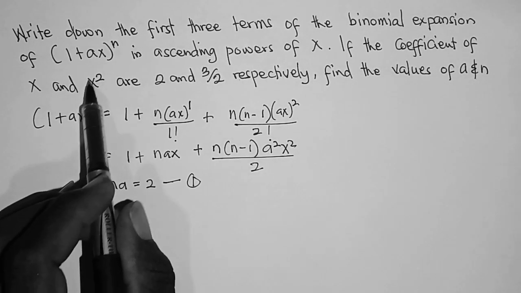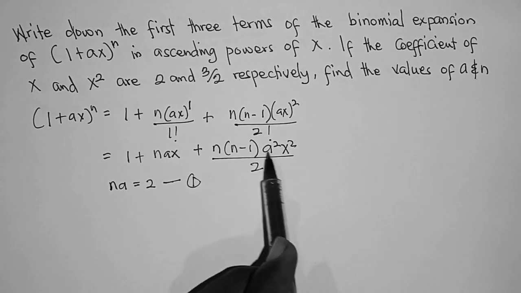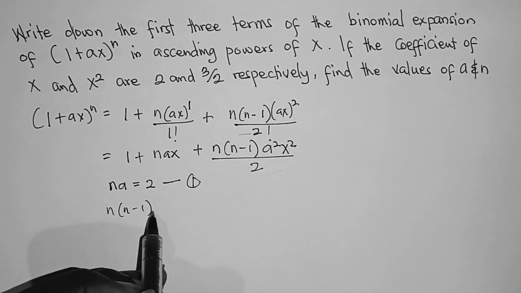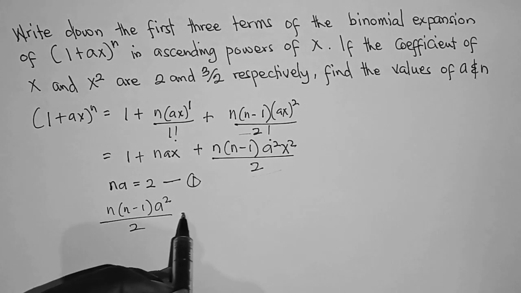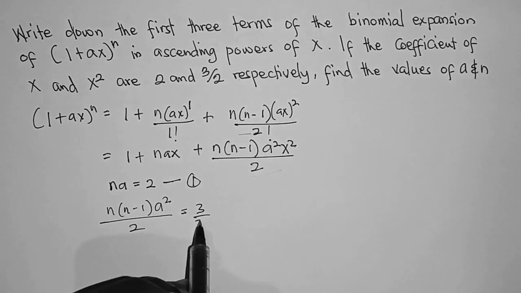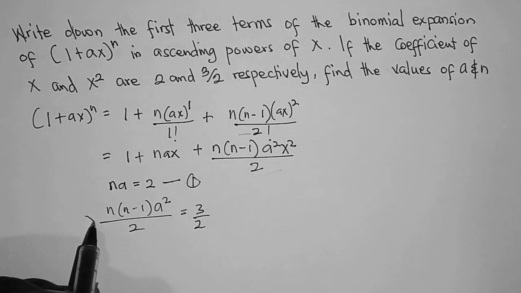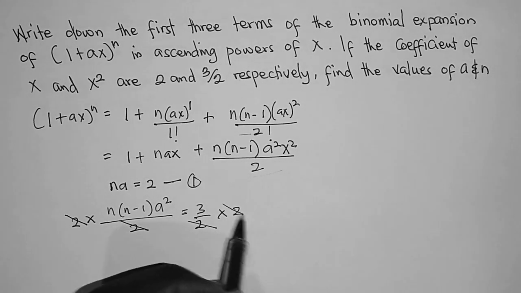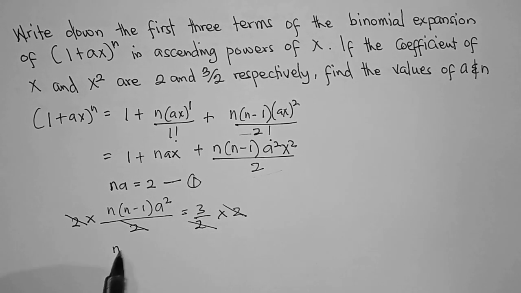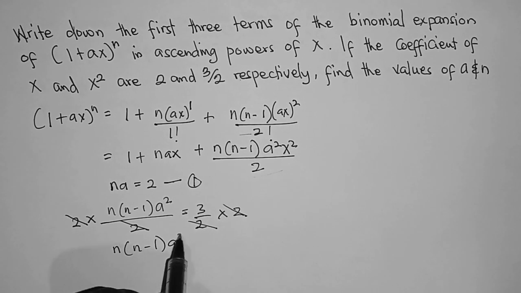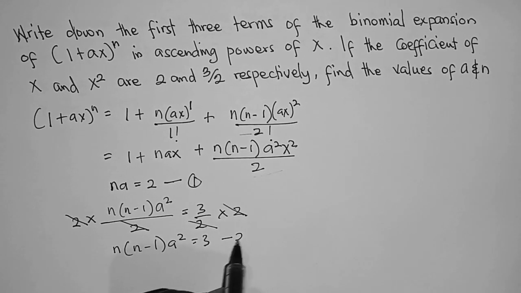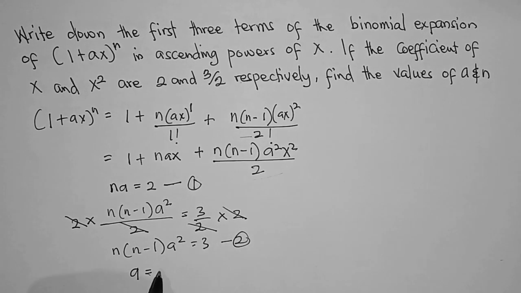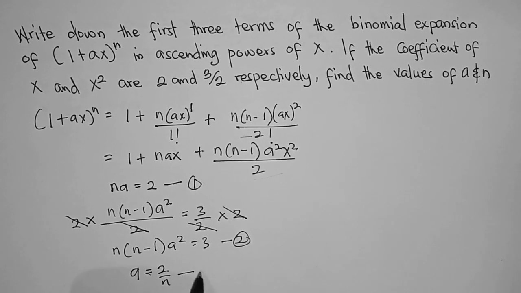And then the coefficient of x squared is 3 over 2. So this is the coefficient of x squared, which is n times n minus 1 times a squared divided by 2, and it is equal to 3 divided by 2. So if we multiply through by 2, the 2 cancels on both sides. So at the end of the day, n times n minus 1 times a squared is equal to 3. So this becomes our equation 2. So from equation 1, we can make a the subject. a is equal to 2 over n, and that is equation 3.